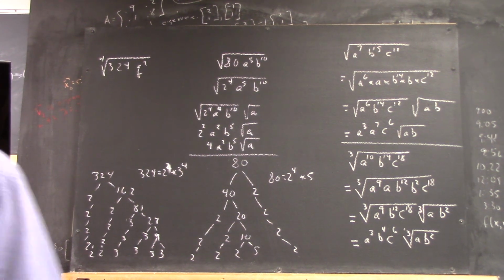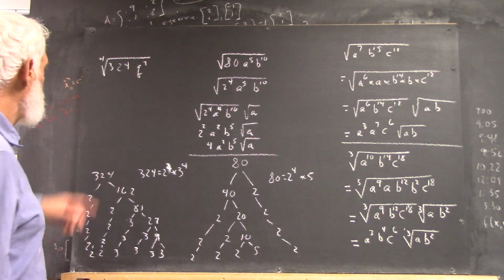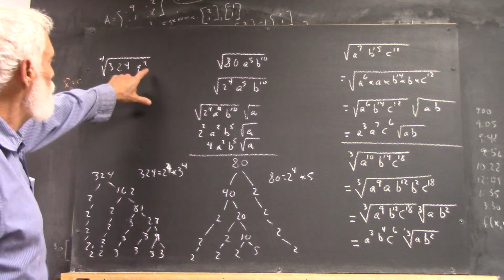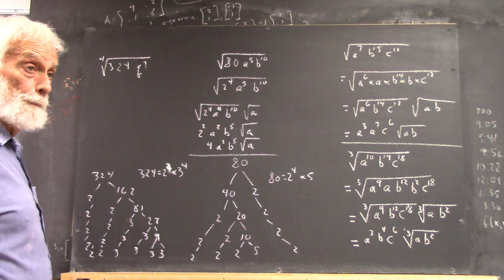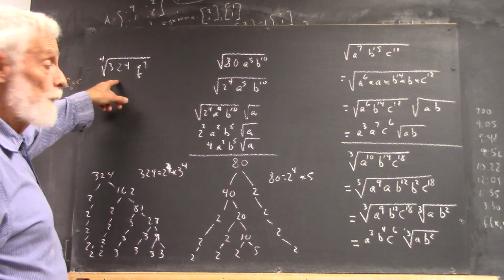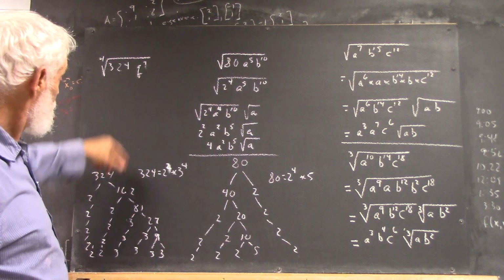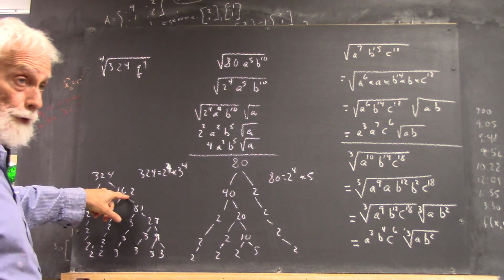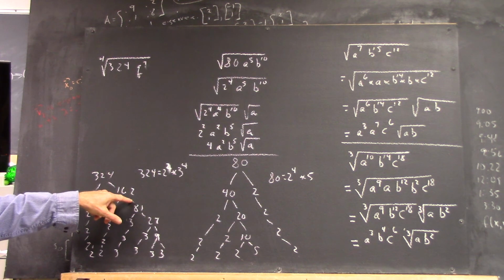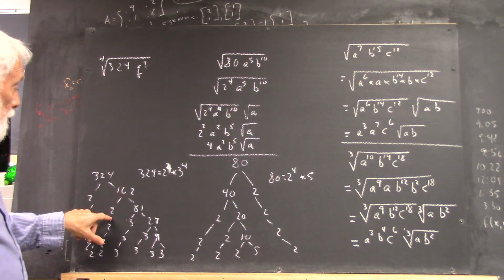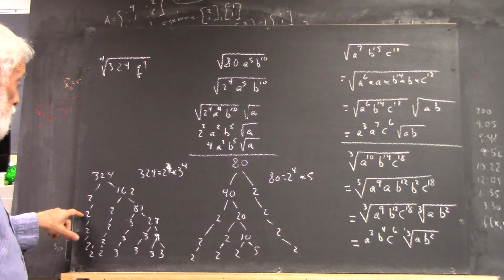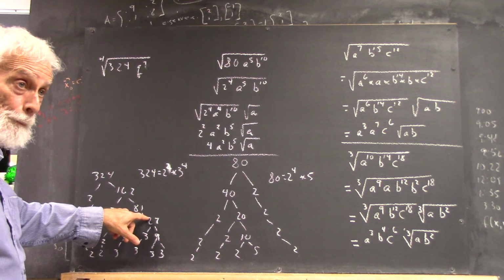Okay, the example we're doing from the book is the fourth root of 324 q to the seventh, right? So we factor 324. We divide by 2, we get 162. So we have 2 times 162. That divides by 2 to give us 2 times 81. So now we've got 2 times 2 times 81.